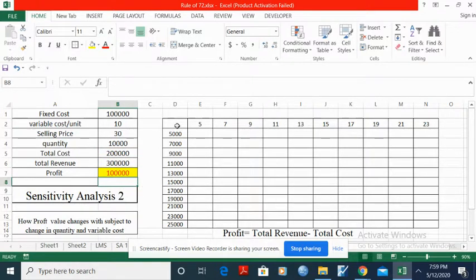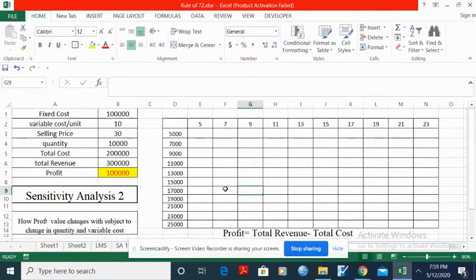So now we need to prepare the sensitivity table. I have already chosen the sensitivity of profit with respect to change in the variable cost per unit and change in the total quantities. For example, the variable cost per unit changes from 5 rupees to 23 rupees, and the quantities change from 5,000 to 25,000.